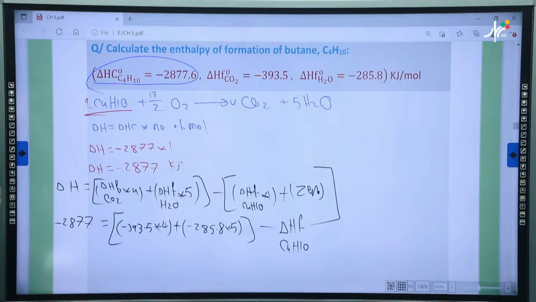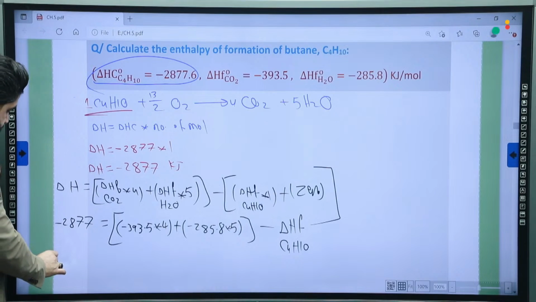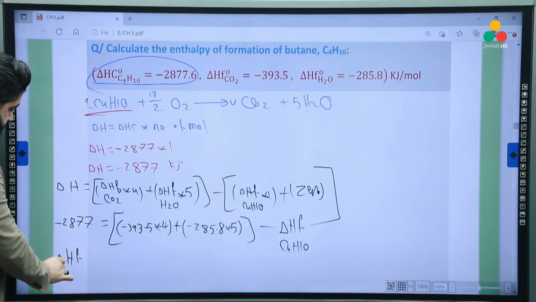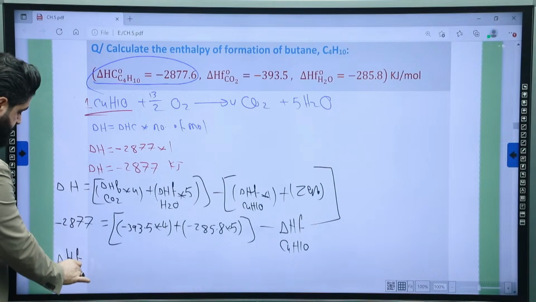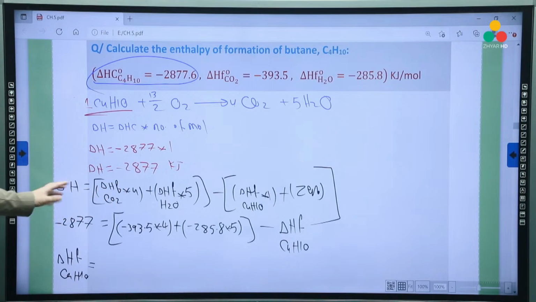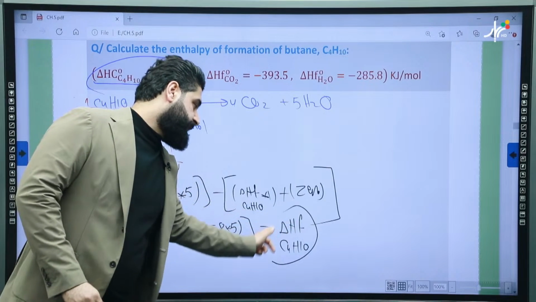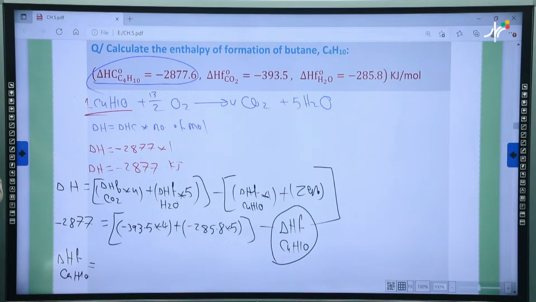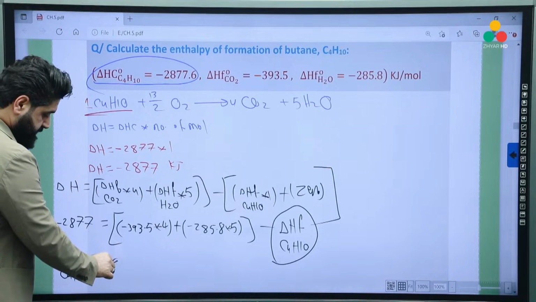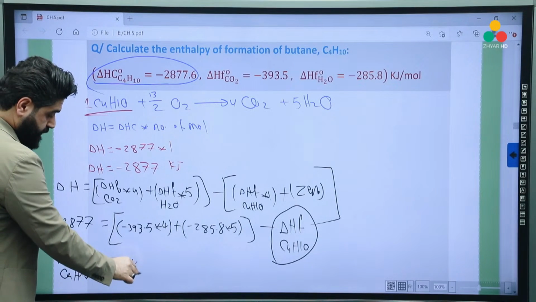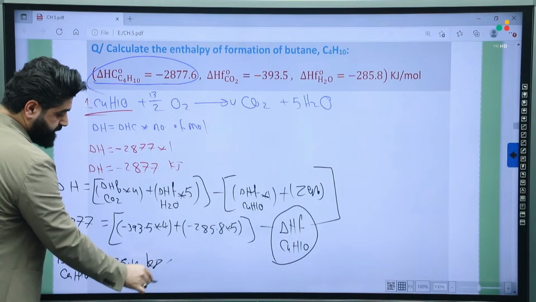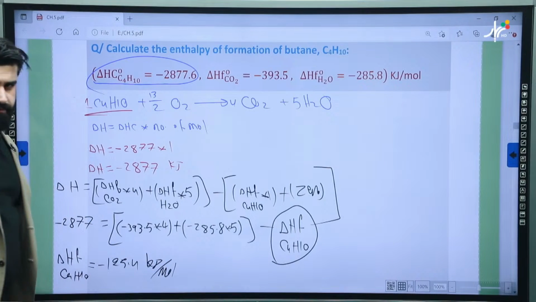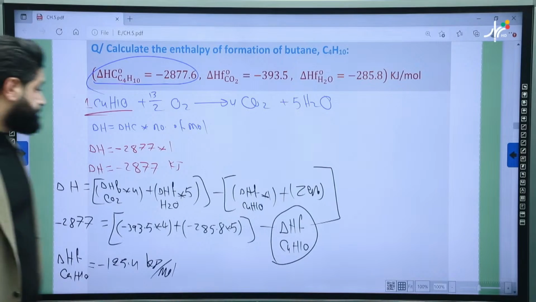Okay, it's very, very easy. For delta HF of C4H10, you can manipulate the data and then use your calculator. You can calculate this safely with your calculator. I think it's very easy. There's nothing to it. It's negative 125.4, I think. Yeah, negative 125.4 kilojoule per mole. Yeah, I remember the result because I just saw it right now.